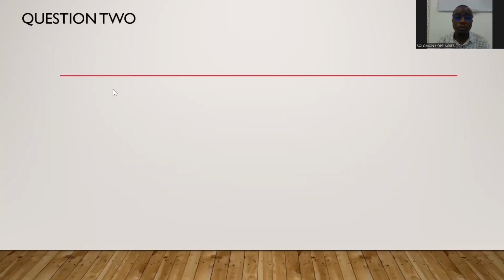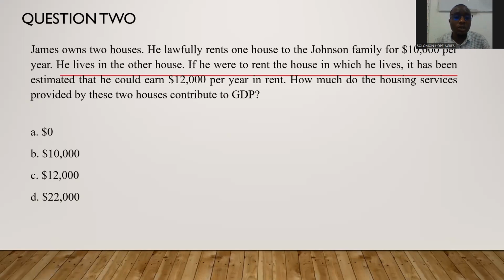To the next question. James owns 2 houses. He lawfully rents one house to the Johnson family for $10,000 per year. He lives in the other house. If he were to rent the house in which he lives, it has been estimated that he could earn $12,000 per year in rent. How much do the housing services provided by these 2 houses contribute to GDP? A, $0, B, $10,000, C, $12,000, and D, $22,000.